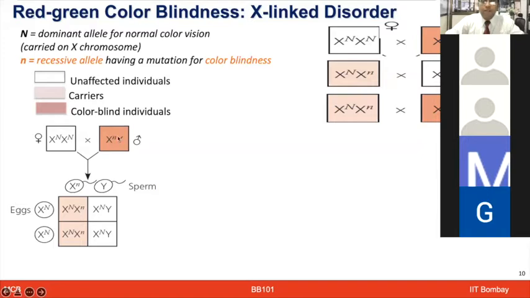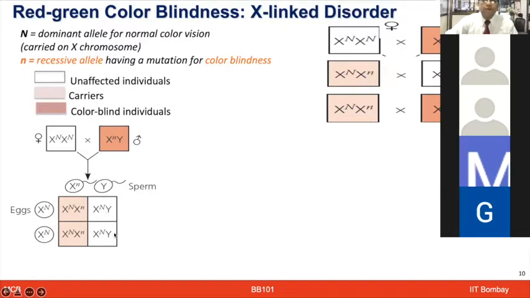And now the gametes from the sperm are X small n and the Y. You do this cross and the results are X capital N, X small n, X capital N, X small n, and then X capital N and Y, X capital N and Y.